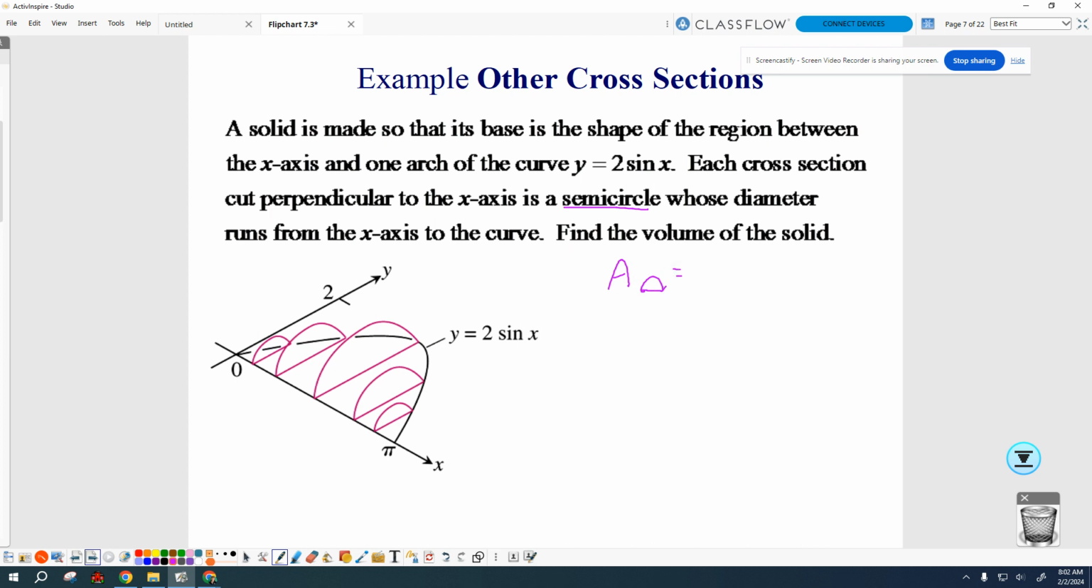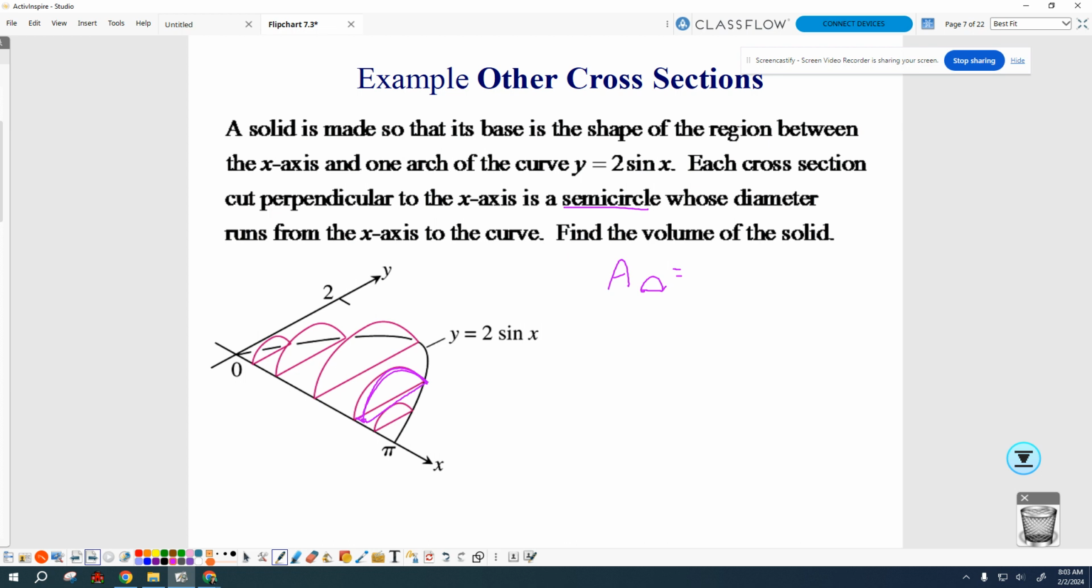This is the warning I was trying to give; I can never repeat the words that they say for this. A solid is made so that its base is the shape of the region between the x-axis and one arch of the curve y equals 2 sine x. Each cross section cut perpendicular to the x-axis. So is that a dy or a dx slice?